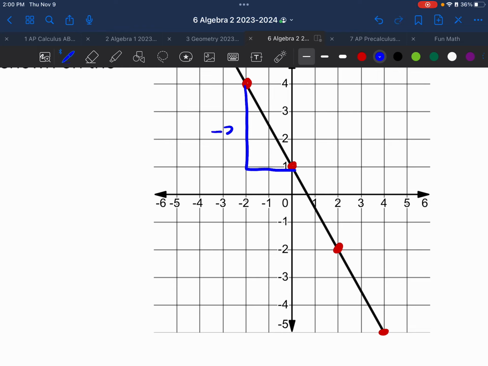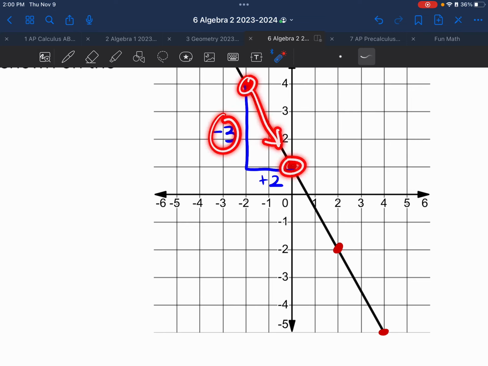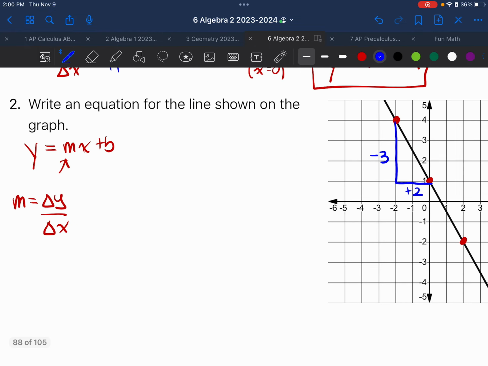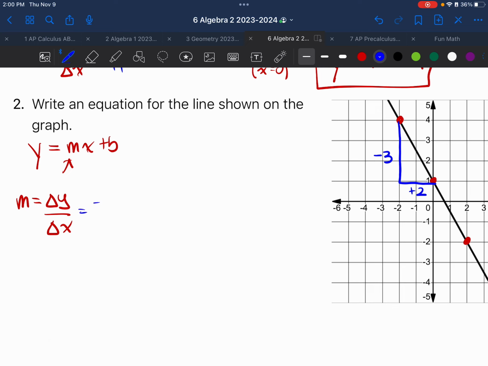I went down 3 and I went right 2 from this point to this point. You could have moved from the right to the left, but in English we read from left to right, which is the reason I typically always go from the left point to the right point. I went down 3, then I went right 2, which means my change in y was down 3, and my change in x was right 2, and this fraction is just -3/2.